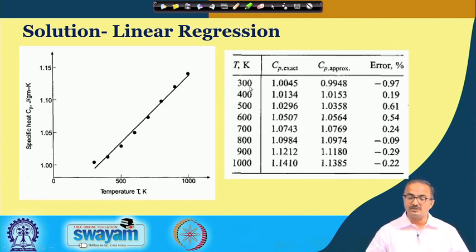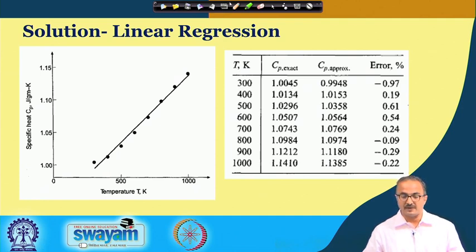We are again putting these temperature values in the expression we have just obtained, and from that we are getting the values of the specific heat. So here we are putting the specific heat values, and after that we are trying to find out the percentage error. That means this approximate value minus this exact value, and take the absolute value.